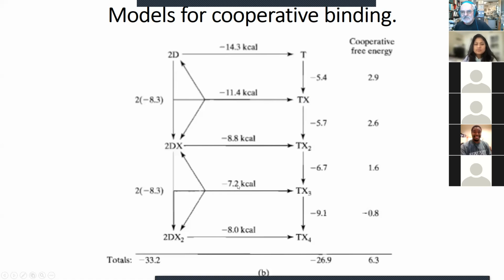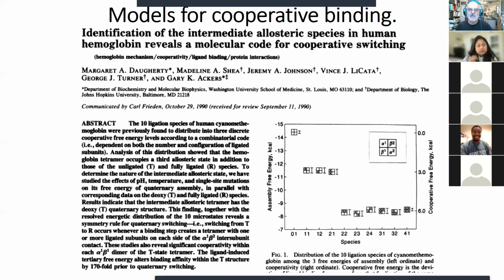The cooperativity ends up coming in relative to the non-cooperative state. So this 0.8 corresponds to the difference between 9.1 and 8.3. This 1.6 corresponds to the difference between 6.7 and 8.3. So this is the cooperativity that shows up, the difference between non-cooperative and cooperative binding. All right, let me stop with that.